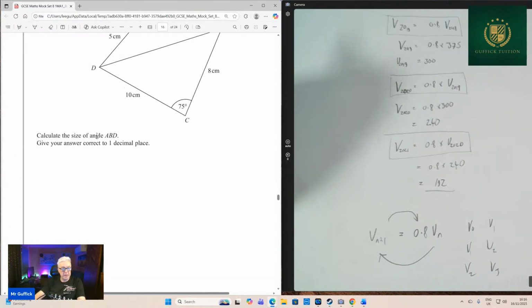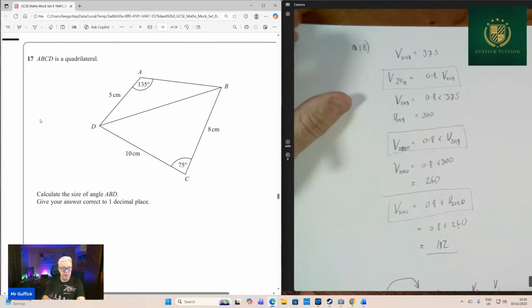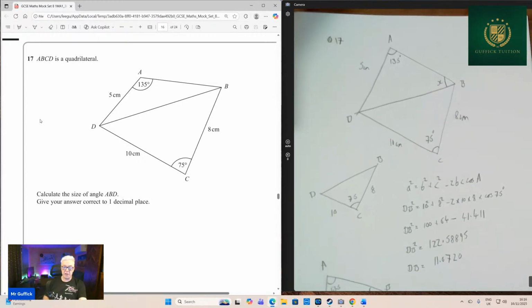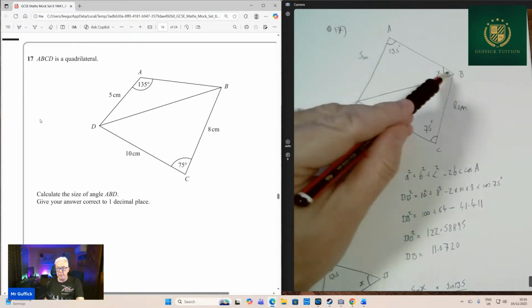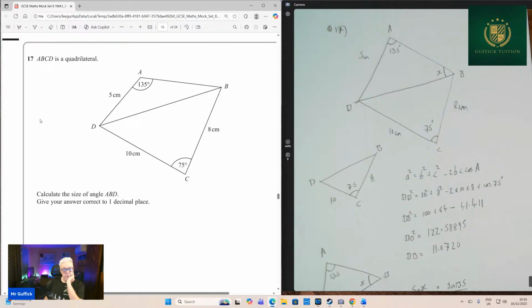I've seen worse. Okay, this one again. In my experience, students tend not to like this question, but again, this is a really nice question of its type. This is extended trigonometry, the sine and cosine rule. We've got this quadrilateral, and we've got to calculate the size of the angle ABD. The object of the question is to work out that angle there that I'm pointing to with the pencil.